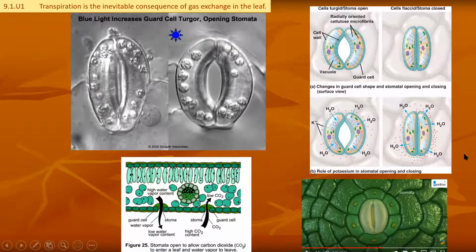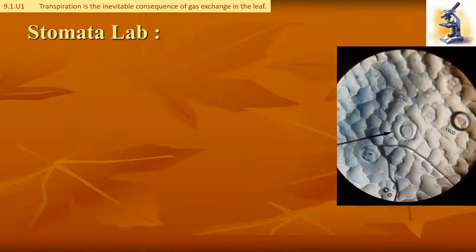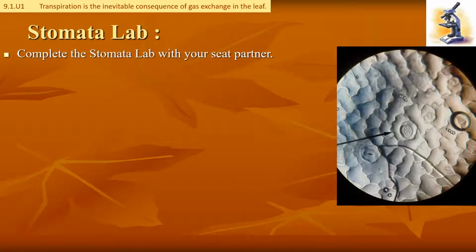So hopefully that video and some of this discussion has given you a better understanding of how the stomata open and close and their role in photosynthesis and water transport within the plant. We're going to shift gears at this point to looking at the actual lab that you're going to do. I'm going to go over just a couple things here with you at the very beginning. I'm going to show you a few things and then turn you loose to actually get started on it.